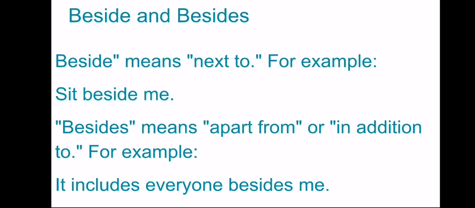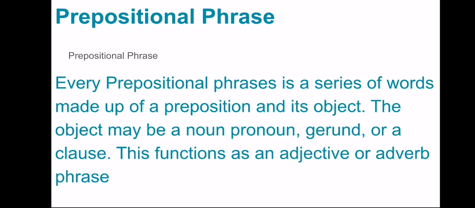Beside and besides. Now, beside means next to. If someone is standing near to you, just next to you, we use the word beside. But besides means in addition to. It includes everyone besides me. Okay, so when we are adding to something or we are showing apart from something, we use besides. But beside shows the position that is next to.